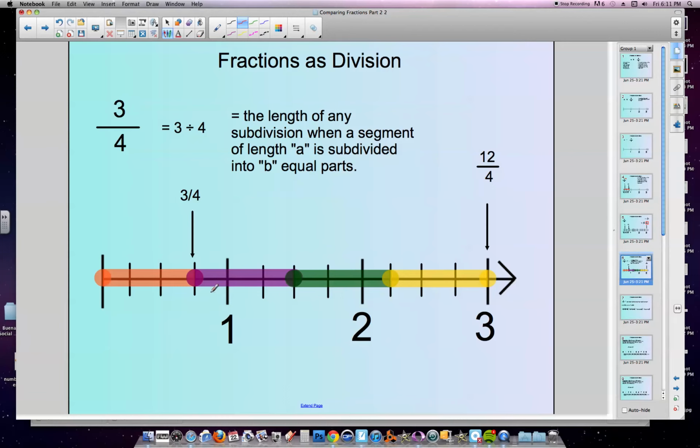If we have 12 segments here and we need 4 equal sections, well, 1, 2, 3, 4, 5, 6, 7, 8, 9, 10, 11, 12. Each section would consist of 3 segments. And since there are 4 segments between 0 and 1, then 3 of them would be right here. So this is 3 divided by 4, which is obviously the exact same place as our fraction 3 over 4.